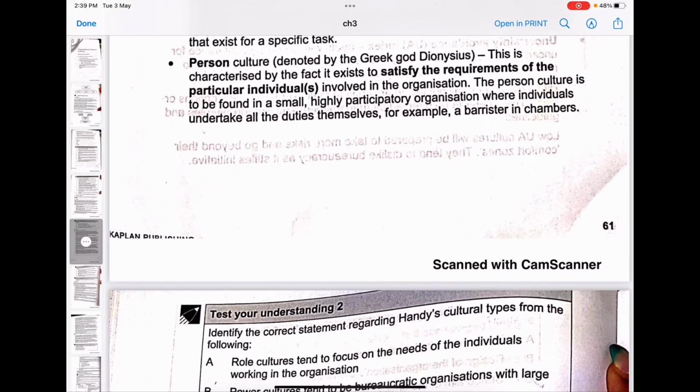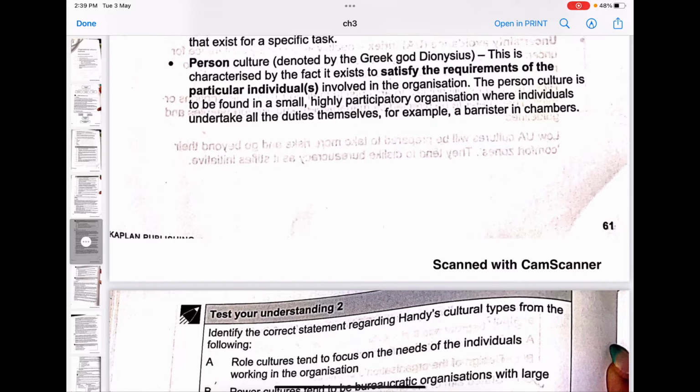Now we have person culture, which is denoted by the Greek god Dionysus. This is characterized by the fact that it exists to satisfy the requirements of particular individuals involved in the organization. So, person culture exists to satisfy the needs of the people involved in the organization.